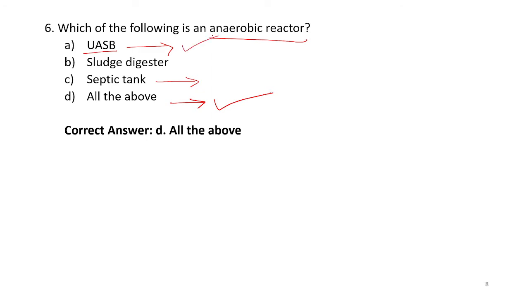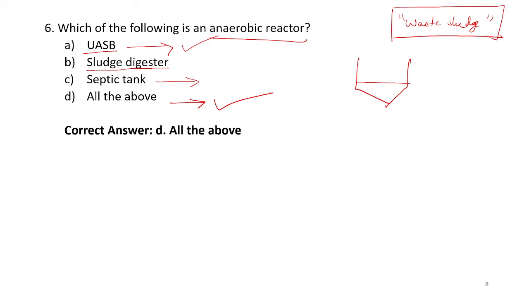It is correct. Option B, sludge digester. I think you have not yet learned about sludge digestion, but a sludge digester is a reactor in which the sewage sludge, whatever sludge is obtained from the aerobic or anaerobic treatment process, is treated. There will be waste sludge produced. This waste sludge should be treated before discharging into any other medium like land application or something like that.